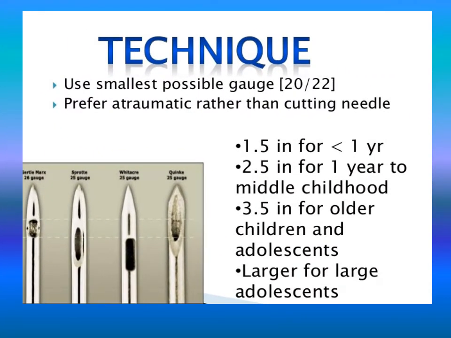Technique of doing lumbar puncture. So mainly we will use a needle that is 20 or 22 gauge and prefer an atraumatic rather than a cutting needle. Here you can see there are various types of needles and gauges, that is Gertex Smarts, that is 26 gauge needles, Pertl 25 gauge, Whitacre, that is 25 gauge, and Quincke needle, that is 25 gauge.